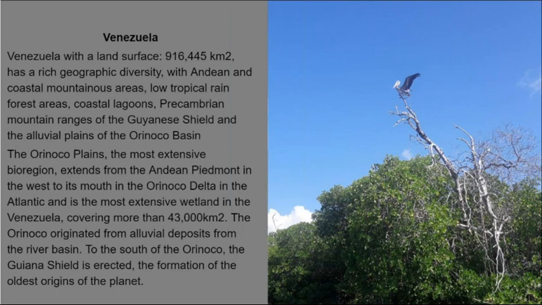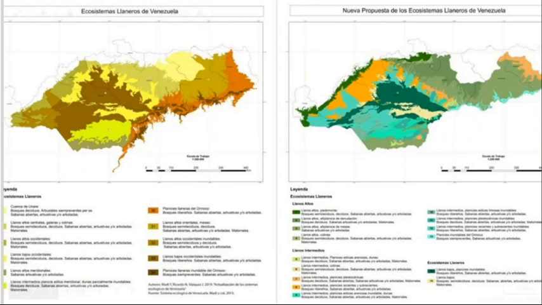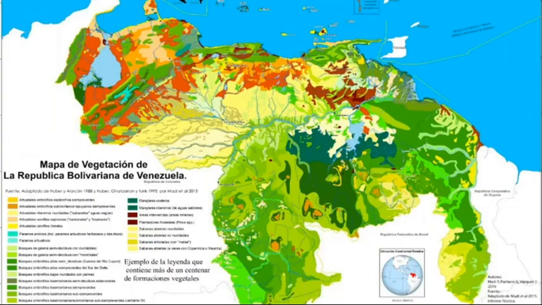Next, please. Here you have these two maps, which are a proposal of the country for the distribution of the principal ecosystems of the Orinoco Plains. Next, please. Here you have the recent update of the vegetation map of the Bolivarian Republic of Venezuela. Next, please.